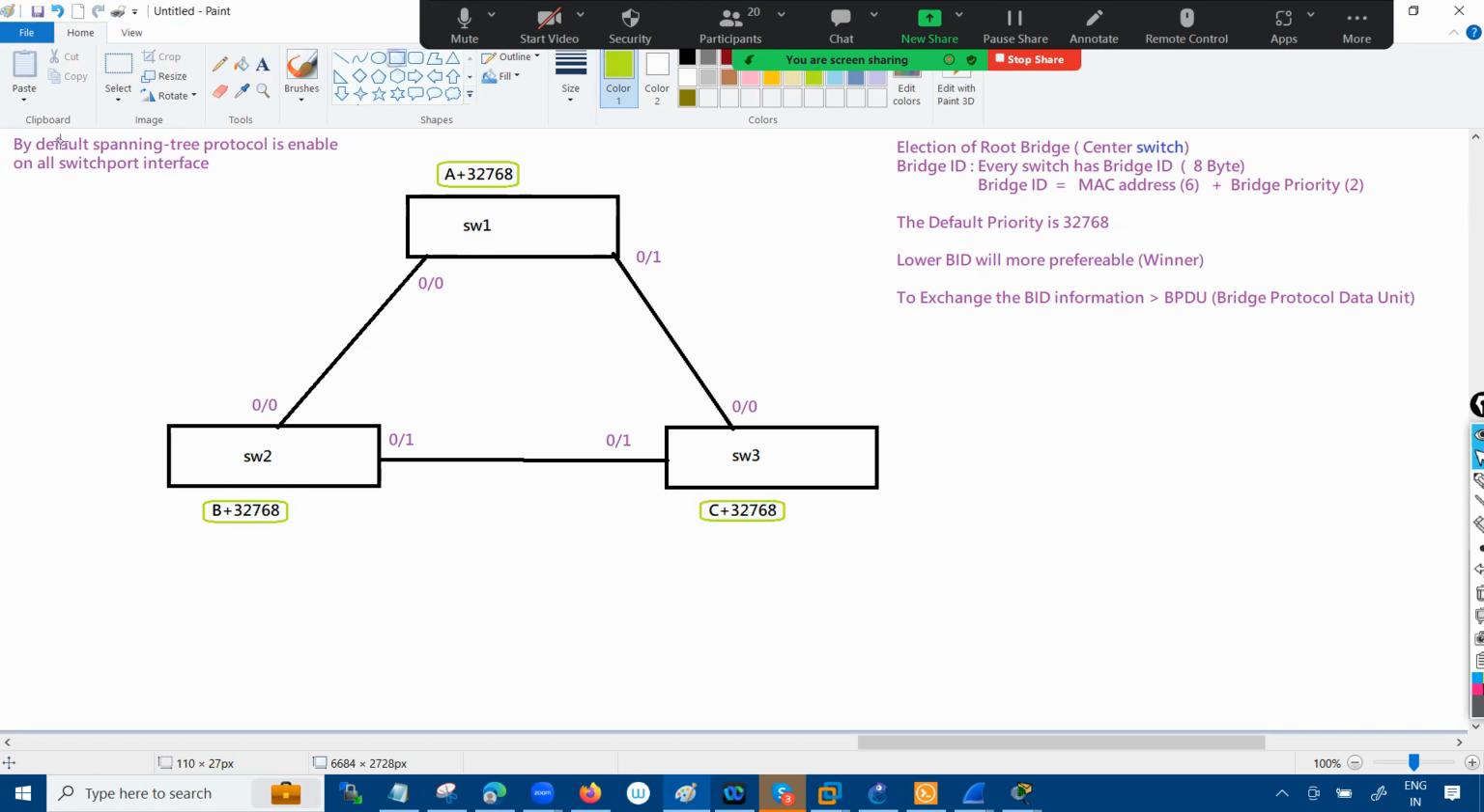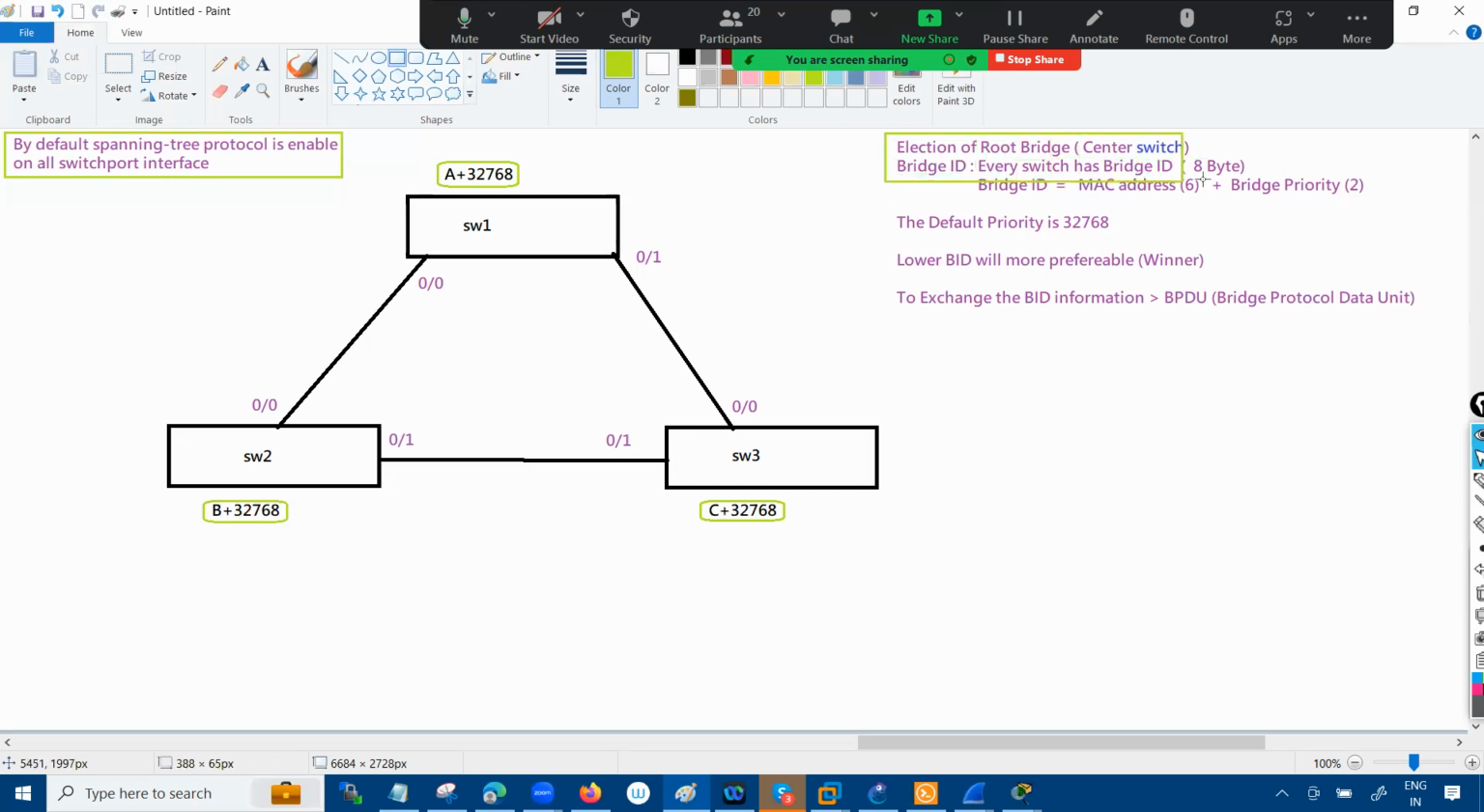By default, Spanning Tree Protocol is enabled on all the switch port interfaces. At the time of election, we need to exchange the bridge ID. Why are we going to do the election? To introduce the center switch, the root bridge, so that it can manage my layer 2 domain. To manage the classroom, we have a class representative or monitor, right? How does the election come into the picture? Based on the knowledge, which is known as the bridge ID on the switch side.